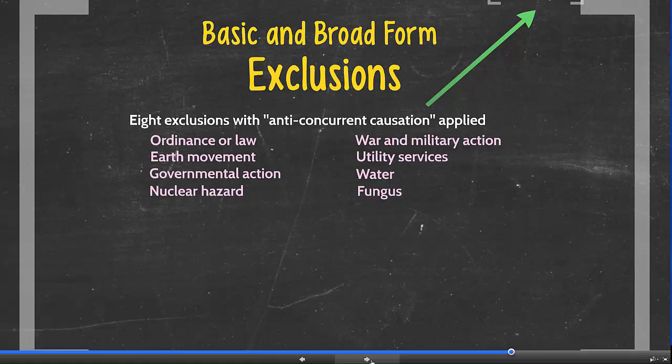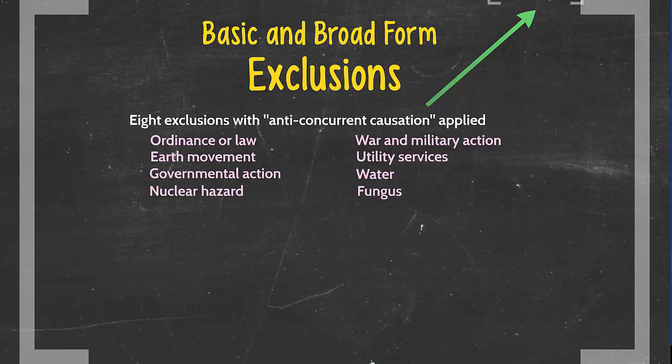And one thing I want to say about all 8 of these is, if you'll notice, with the possible exception of governmental action and fungus, the others are excluded most likely because of the catastrophic potential for loss for the insurer. In other words, the insurer would experience a situation where many insureds had the same loss at the same time, or similar loss at the same time.